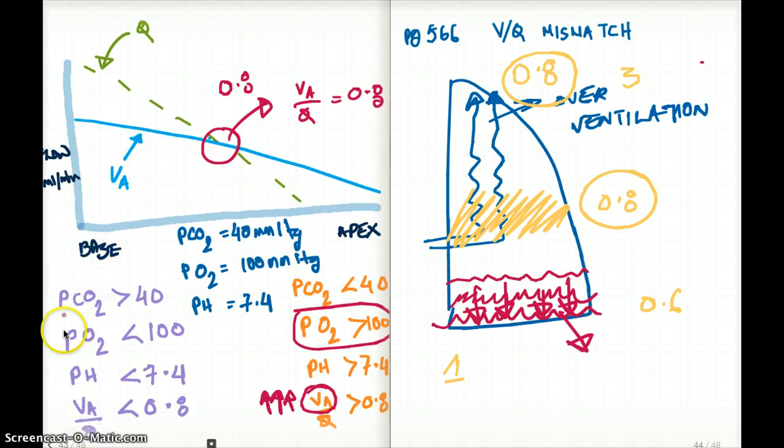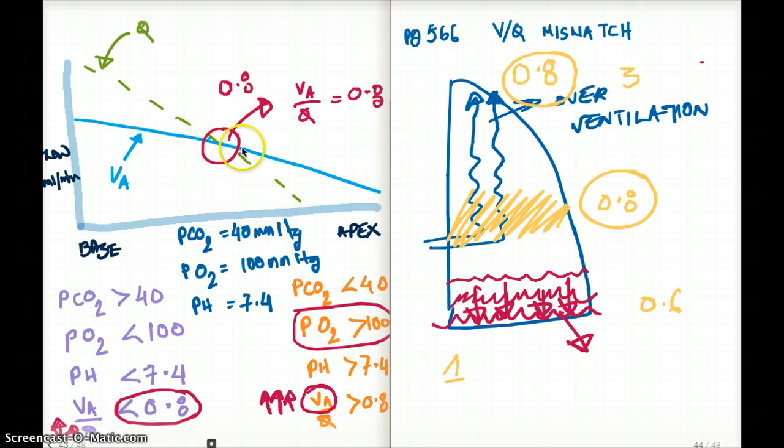At the base, the purple region reflects the values for the base. We can see that the flow is higher, so the VQ mismatch is going to be less than 0.8. What about the rest of the values? Here we see the PO2 is going to be less than 100, PCO2 is going to be greater than 40, and pH is going to be less than 7.4, making the blood a little bit acidic here and a little bit basic here. So you get the idea, right?